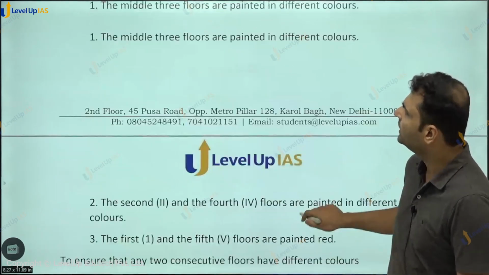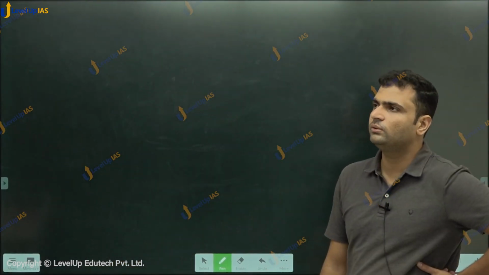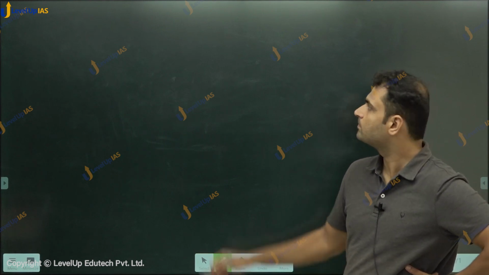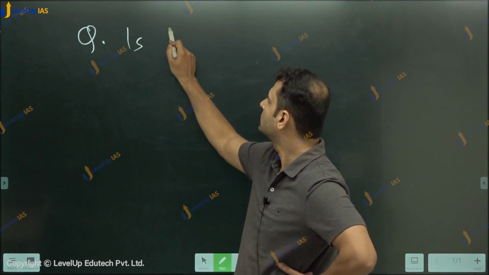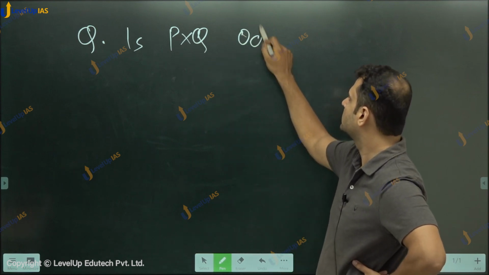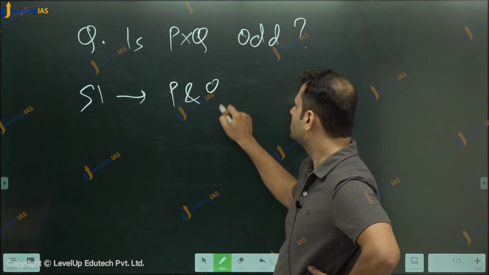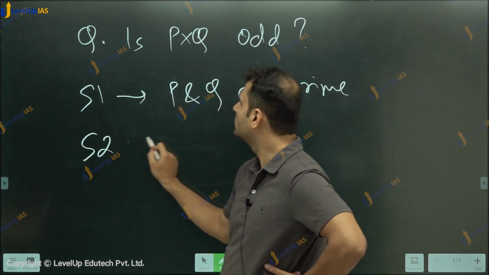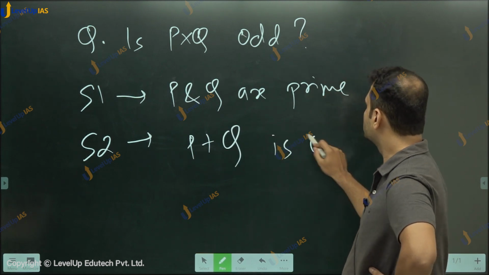I don't seem to be finding that question. But anyway, I'll tell you the question. Statement 1 was P and Q are prime. Statement 2 was P plus Q is odd.